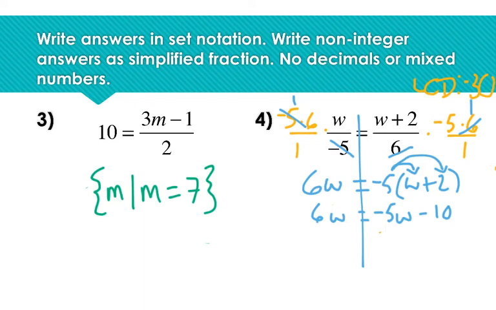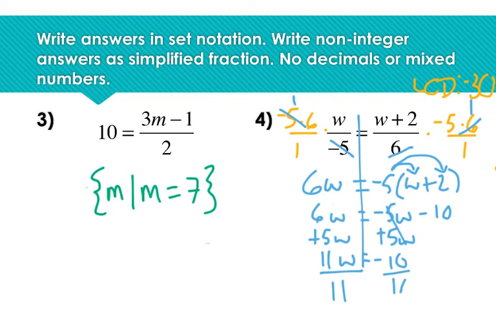Next, let's get our w's to the same side. So we're going to add 5w's to both sides of our equation. And that will give us 11w's is equal to negative 10. And then last we divide by 11 on both sides of the equation, and we have w.